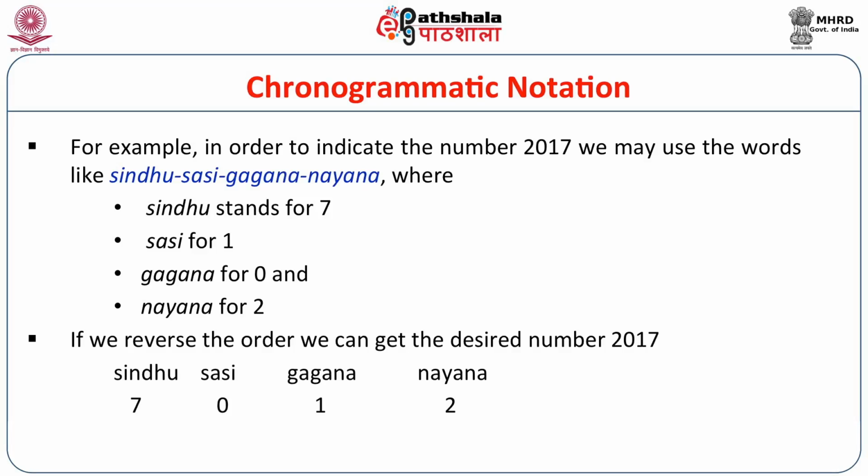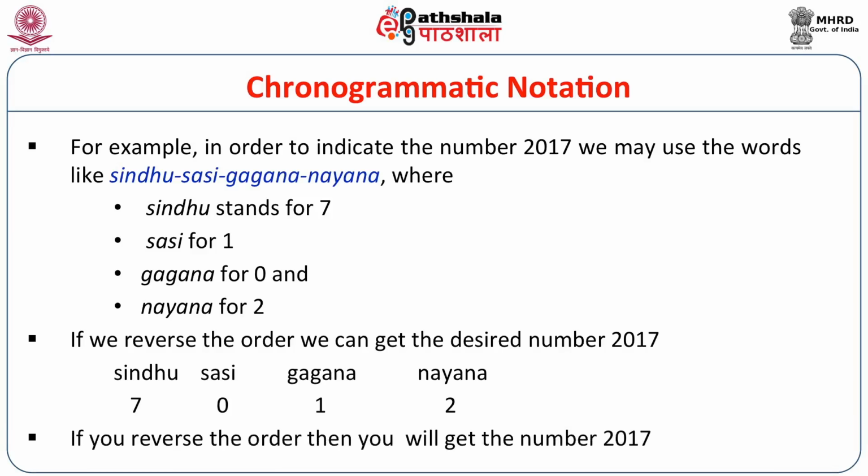That's why you can say 2107, and this particular system is known as Ankanam Vamato Gati, or it is to be moved from right to left, 2107. If you reverse the order, then you can get the number 2017.